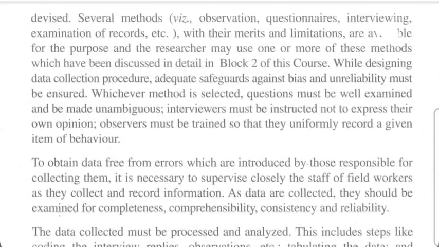Several methods, viz., observation, questionnaires, interviewing, examination of records, etc., with their merits and limitations, are available for the purpose, and the researcher may use one or more of these methods, which have been discussed in detail in Block 2 of this course. While designing the data collection procedure, adequate safeguards against bias and unreliability must be ensured. Whichever method is selected, questions must be well examined and made unambiguous. Interviewers must be instructed not to express their own opinion. Observers must be trained so that they uniformly record a given item of behavior.